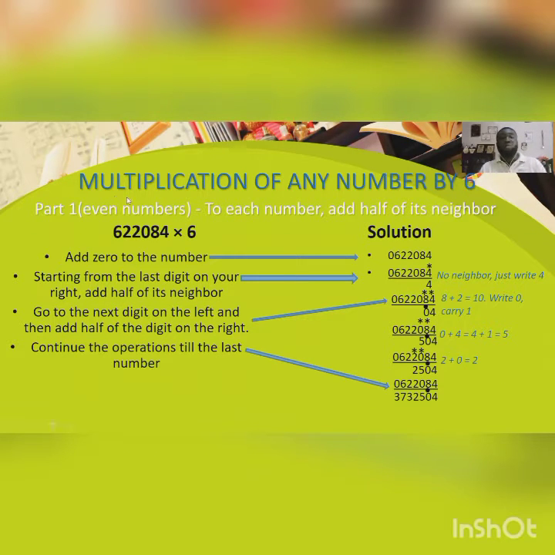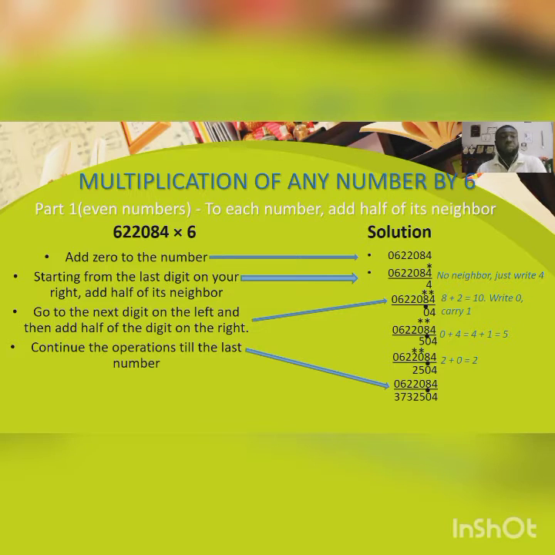Now, for the rule, we have two parts. The first part deals with even numbers. We're using even numbers now so that we can get accustomed to the rule before we move to odd numbers and then probably a combination. For even numbers it's much more straightforward. You just have to add half of each neighbor. By neighbor we mean the number to the right of the particular number that you're dealing with.